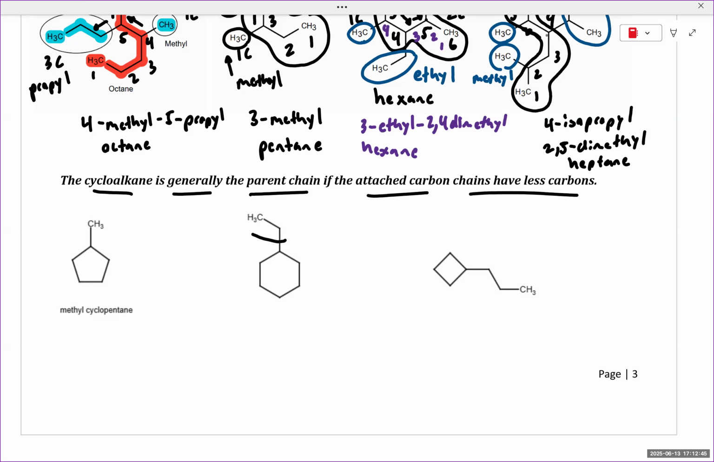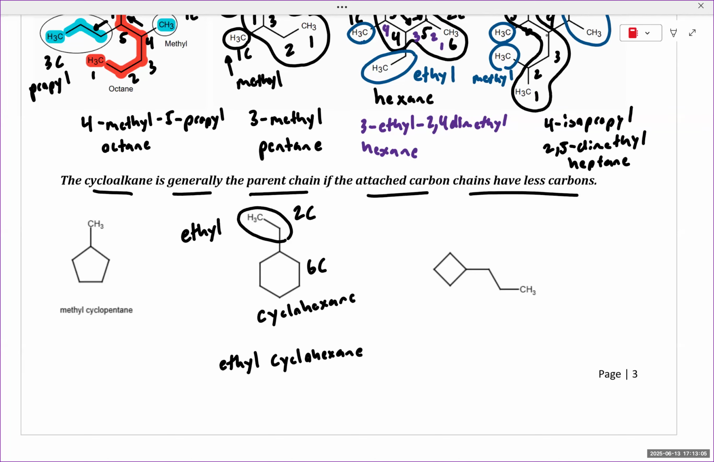This compound, looking at the side chain here, we have a 6 carbon cycloalkane and a 2 carbon side chain. This is an ethyl group, 6 carbons, cyclohexane, main chain. So this would be named as ethyl cyclohexane. Looking at this last case, we have a 4 carbon cyclic hydrocarbon, and our side chain has 3 carbons. So we would name this as propyl for this 3 carbon side chain, which is known as a propyl group. A 4 carbon ring would be cyclobutane.